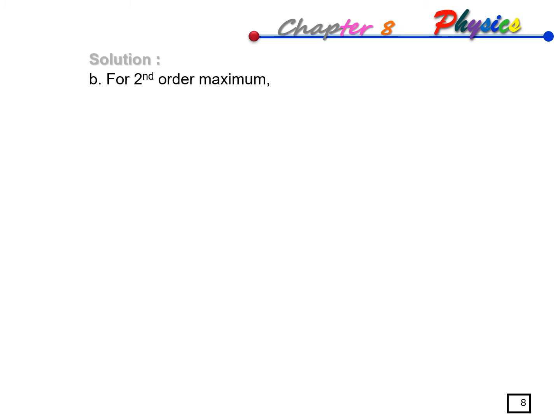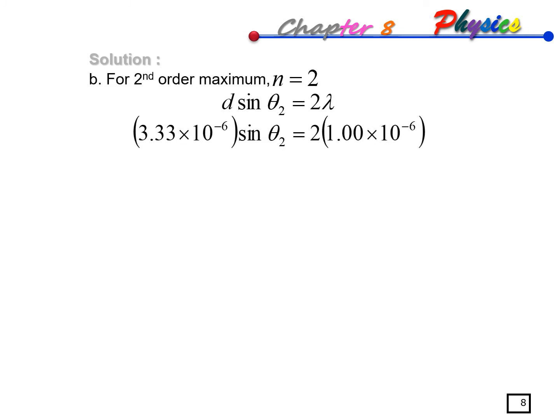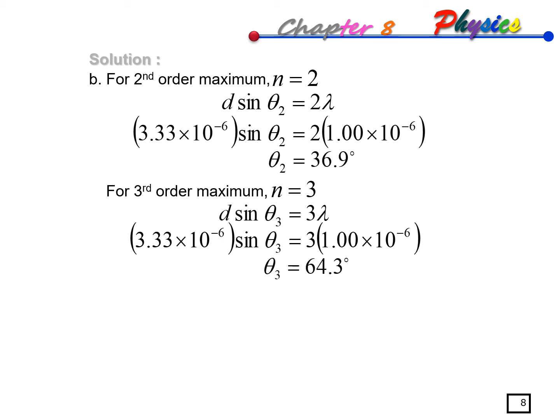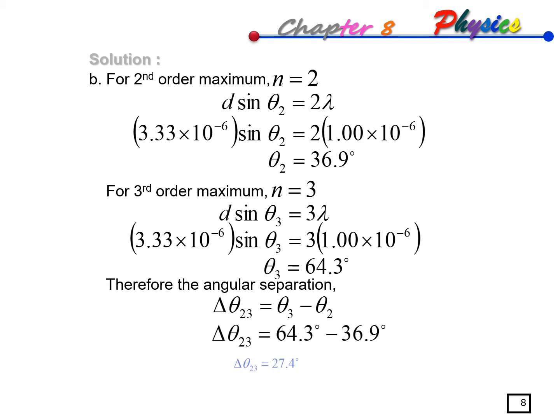If we replace for the second order, we end up with angle 36.9. Then redo again for third order where n will be equivalent to 3, to find the value of theta 3, so we end up with 64.3. Now in order to determine the angle between 2 and 3, find the difference, the angular separation. So 3 minus 2, you end up with 27.4 degrees. So this is the angle of separation between order 2 and 3.